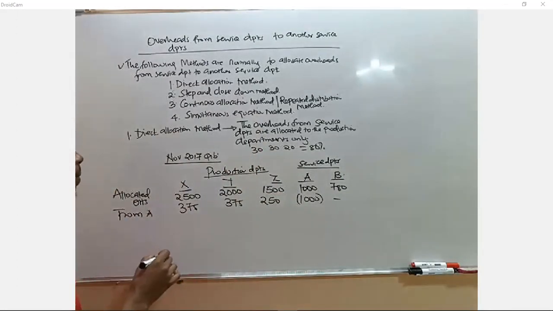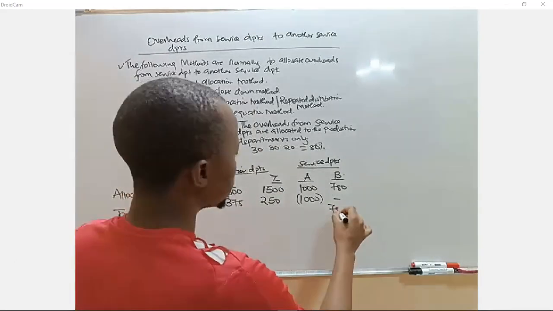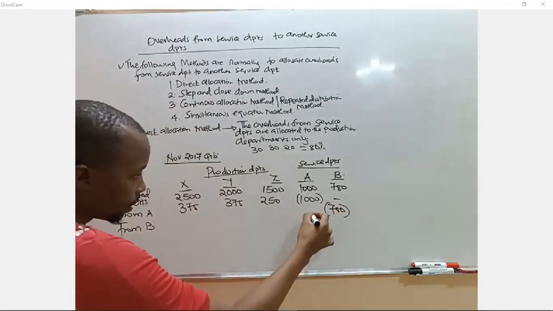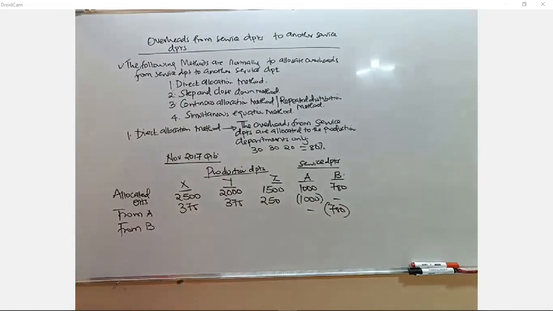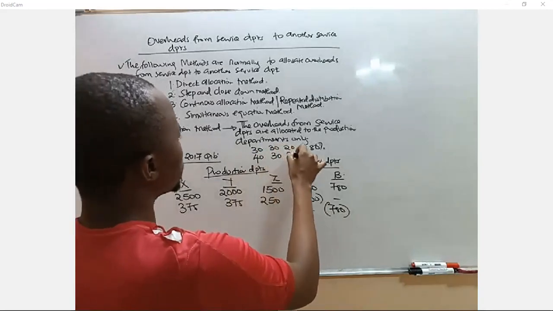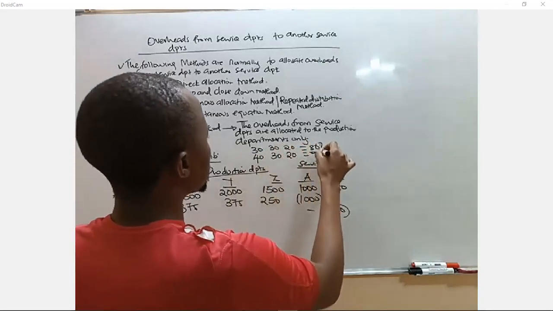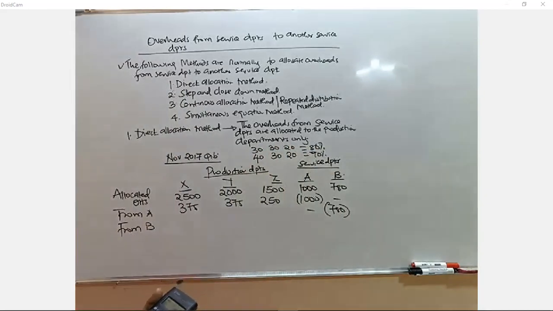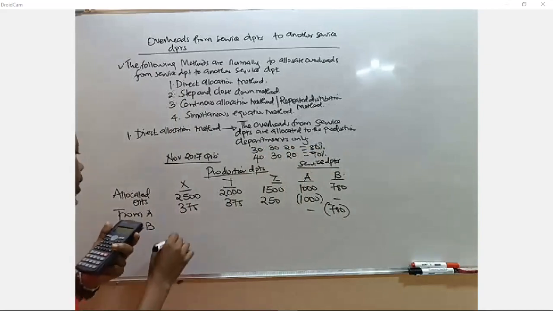Then you come again and say let us allocate for B now. There you write from B. From B we allocate 780 to the production departments. It means that 10% given to A we ignore since we are using the direct allocation method. So how do my proportions look? 40, 30, 20. This translates to 90%. So it will be 40 divided by 90. Then I multiply by 780, getting 347.